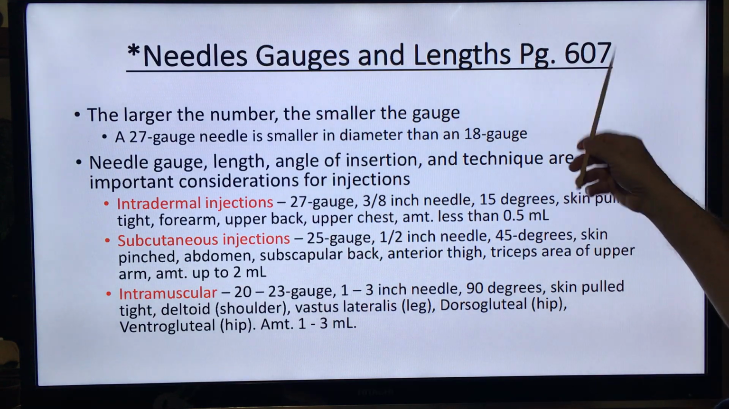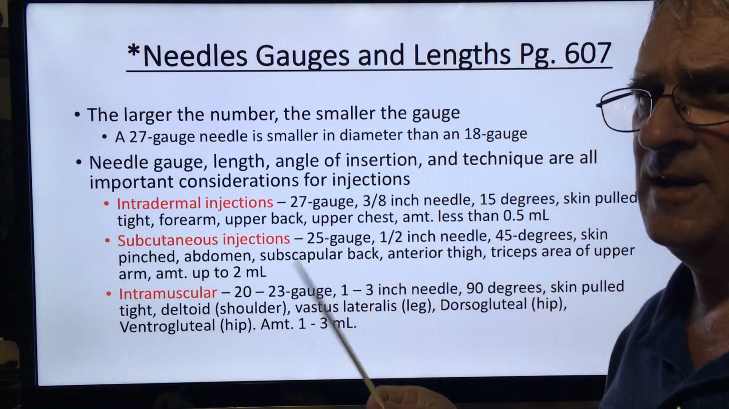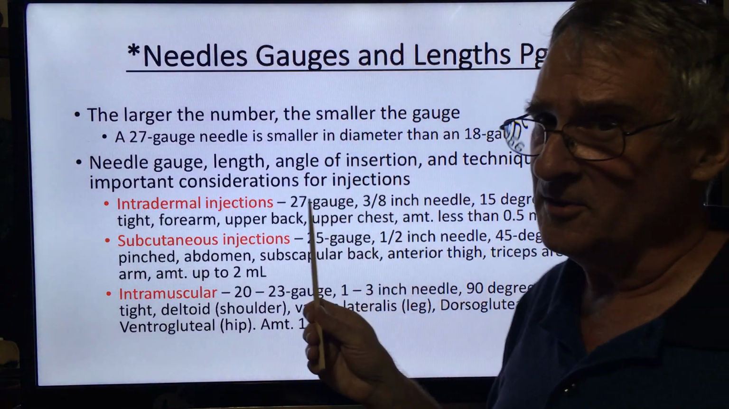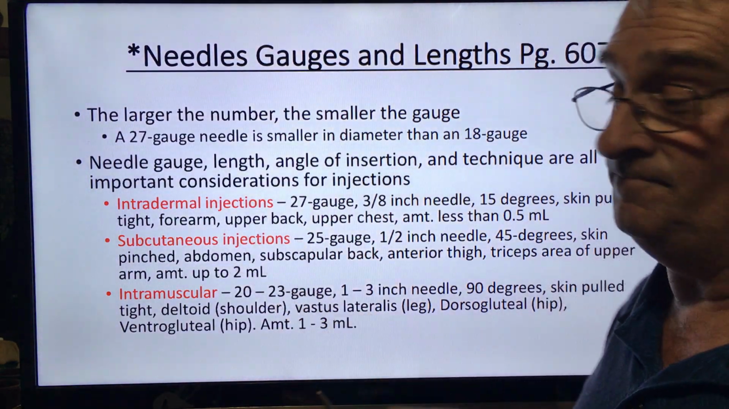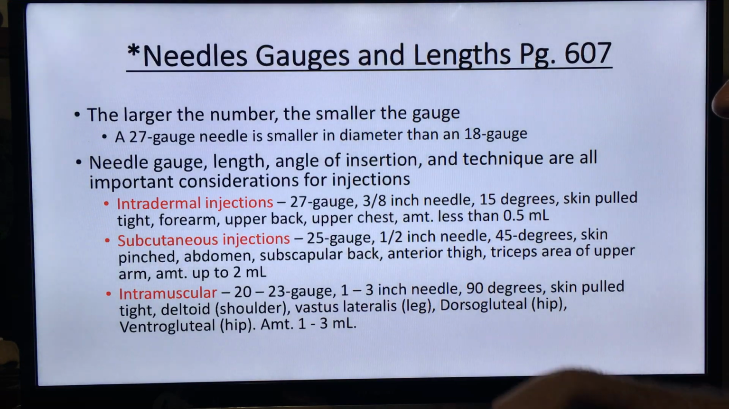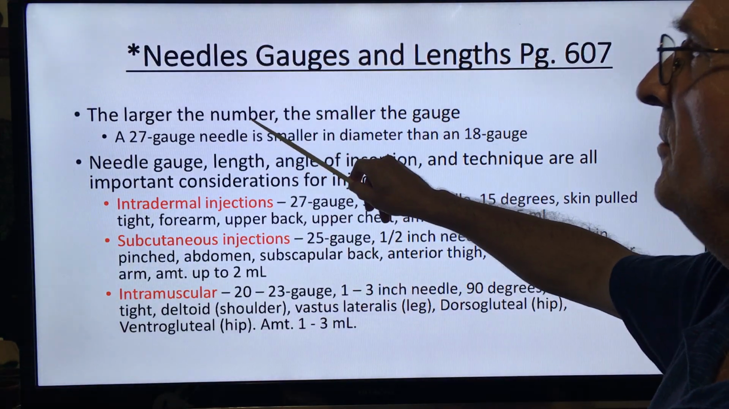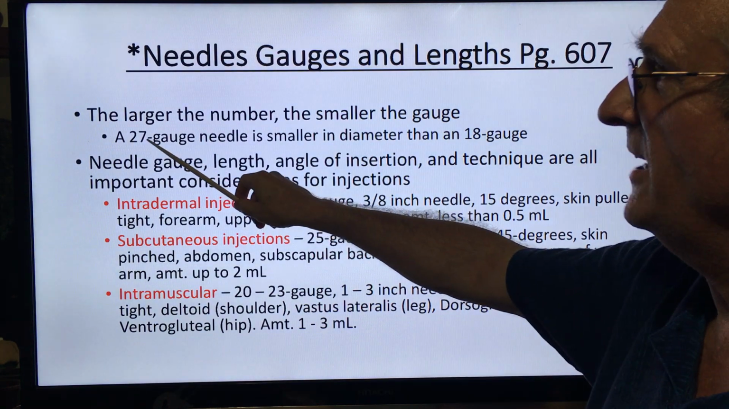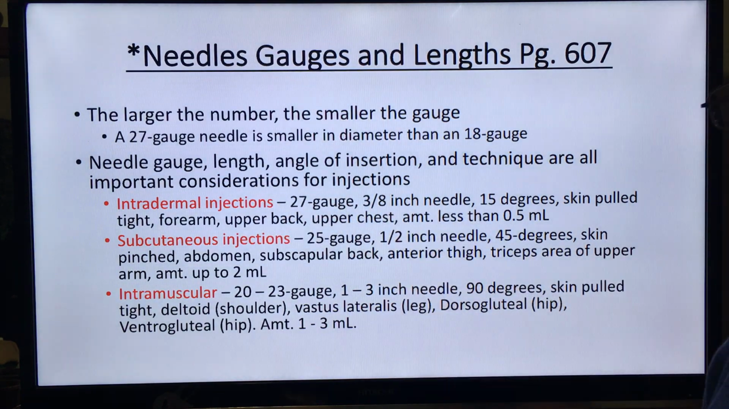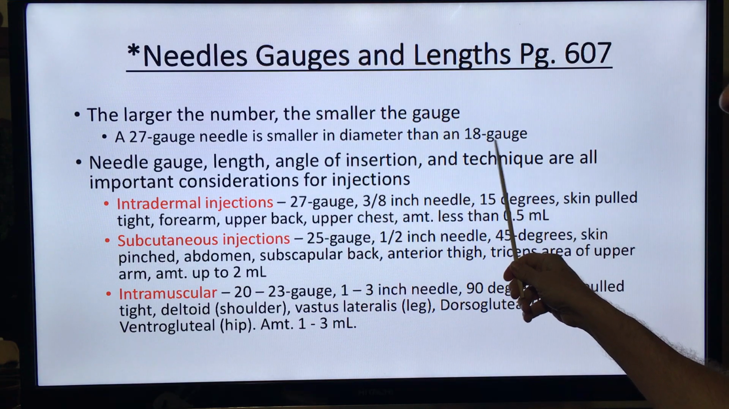And this is on page 607 of Ken's. Now, I don't know if that's the 13th edition. I think I've gone and corrected this to be the 14th edition. Check it and see. So the larger the number, the smaller the needle. Okay? So a 27 gauge needle is about as small as you can get, whereas an 18 gauge needle is pretty good size.